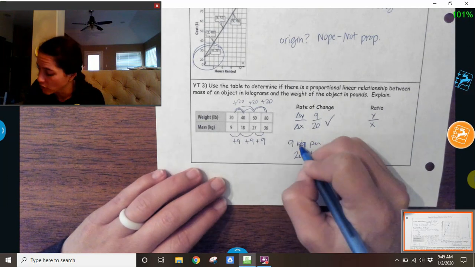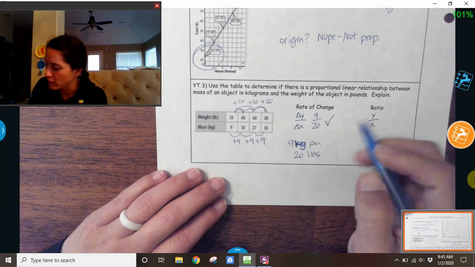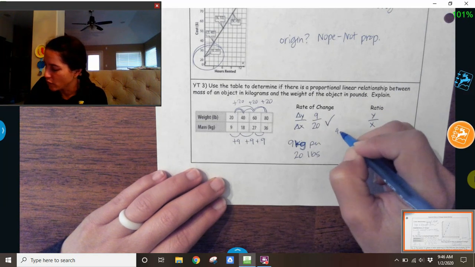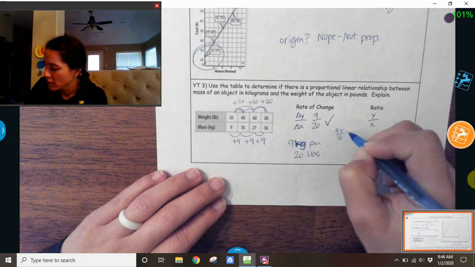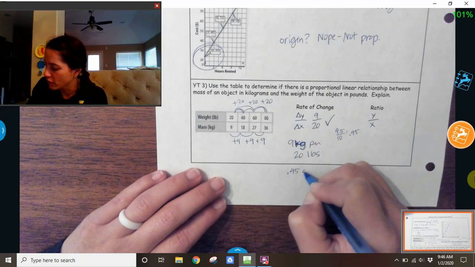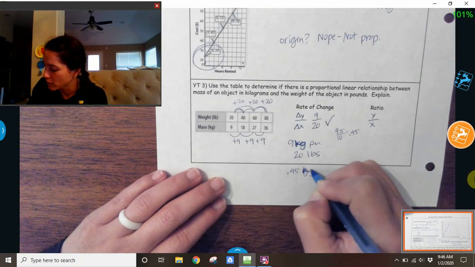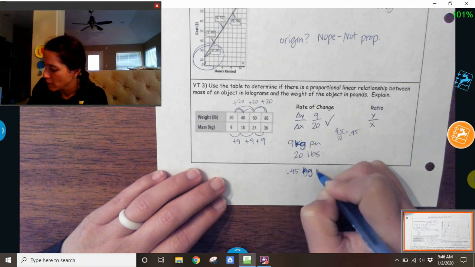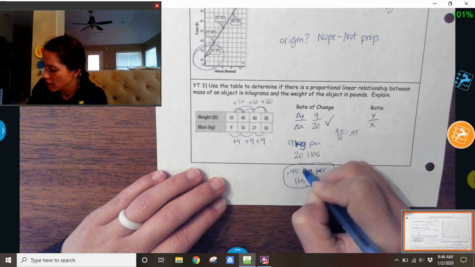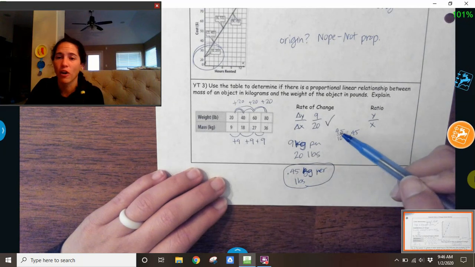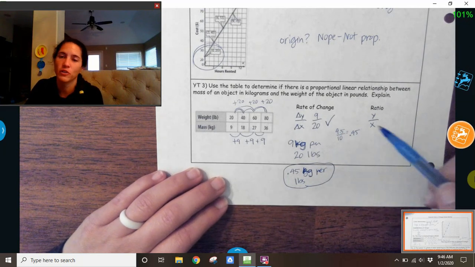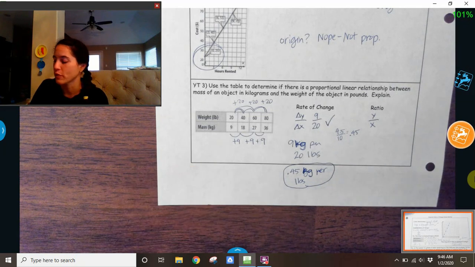And then if you wanted to, I would use a calculator, but we could say it's, let's see, divide by 2, you get 4.5 over 10, which is 0.45. So 0.45 kilograms per pound. And I got that from simplifying 4.5 over 10. I divided them both by 2. And then when you divide by 10, you move 1 decimal over.